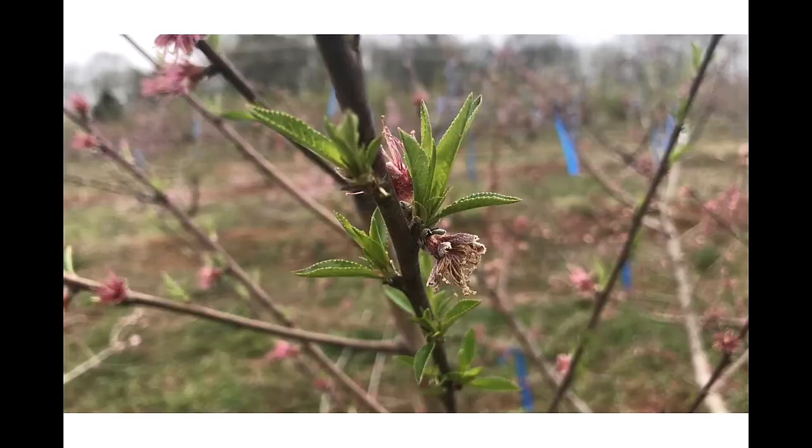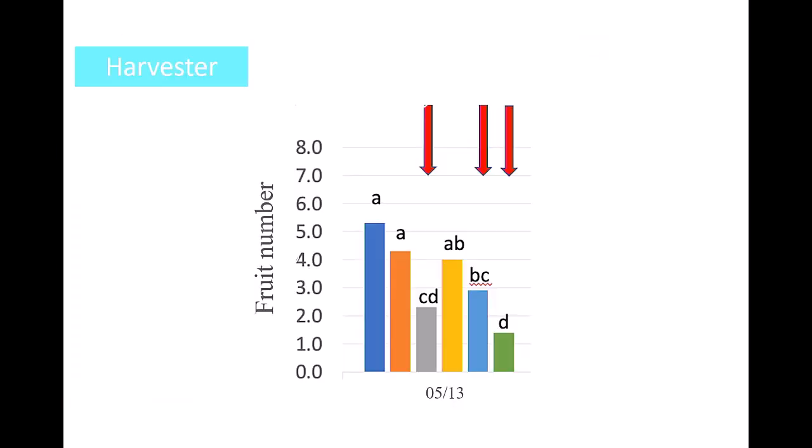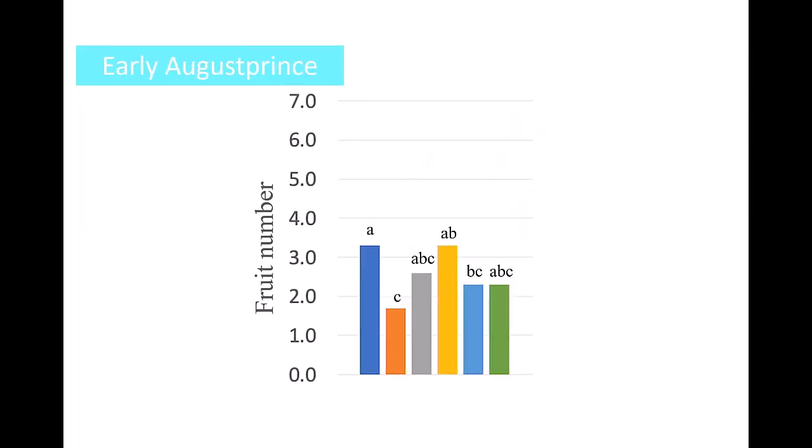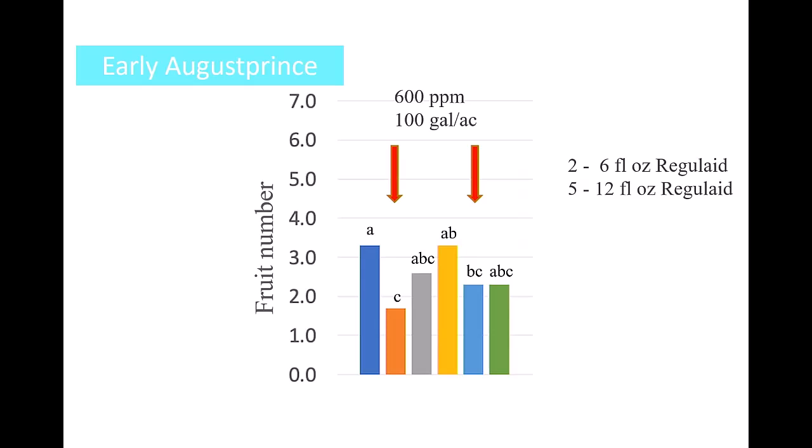And again, next time we came there, we started seeing that the flowers were knocked down. So some of the numbers here, we did see differences for fruit number. For 3 of the treatments in Harvester, this is the 800 ppm, 600 ppm, and 1200 ppm, they had significantly lower fruit number. So that worked well. And then for Early August Prince, the 2 treatments at 600 ppm worked well. The difference is that this one again was 6 fluid ounces of Regulaid, and this one was 12.